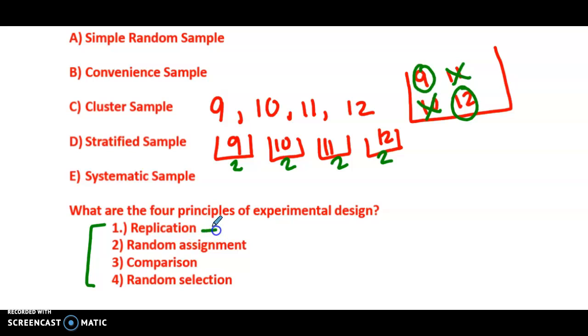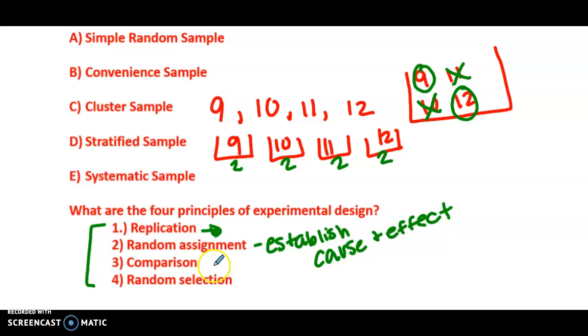So the 4 principles of experimental design, this is just whenever we're creating an experiment, is replication. Now, replication does not mean we're doing this many times. It means that literally somebody else could take the experiment that you did and recreate it. Remember, you have to have random assignment. Without random assignment, we cannot establish cause and effect. So with random assignment, this allows us to establish cause and effect.